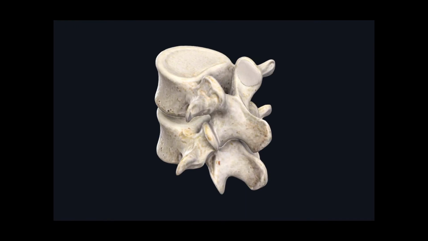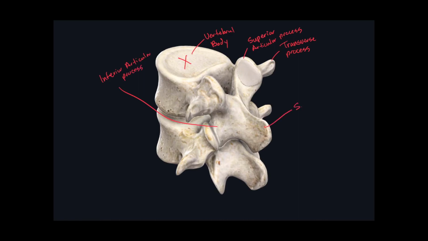Now in this last image I want to show you, I just want to go over all the landmarks that we just learned and quickly review. First thing we have is the vertebral body. We have a transverse process of a vertebra. This is a superior articular process. Right here we have an inferior articular process. This posterior projection is the spinous process of a vertebra.